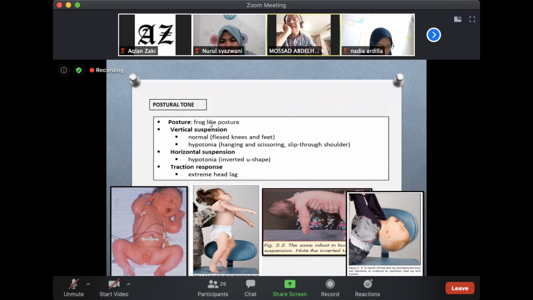Okay, so this is also an important point, and the most important thing is to differentiate whether he is floppy and weak or floppy and strong. That is very important.